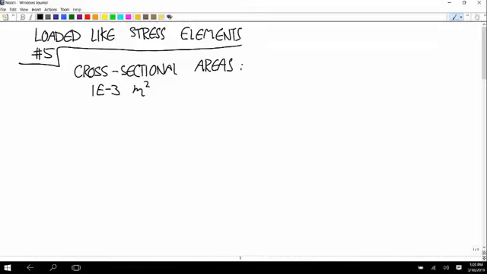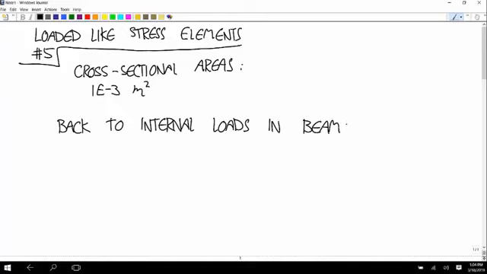Okay, so I want to skip questions today just so we can get through enough material that you can do all the beam internal load problems. So back to internal loads and beams. So far, we've done problems up to this kind of thing.